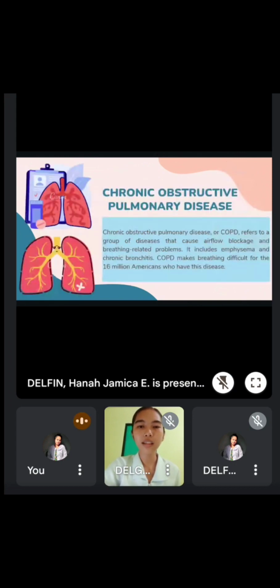The next is chronic obstructive pulmonary disease, or COPD, which refers to a group of diseases that cause airflow blockage and breathing-related problems. It includes emphysema and chronic bronchitis. COPD makes breathing difficult for the 16 million Americans who have this disease.